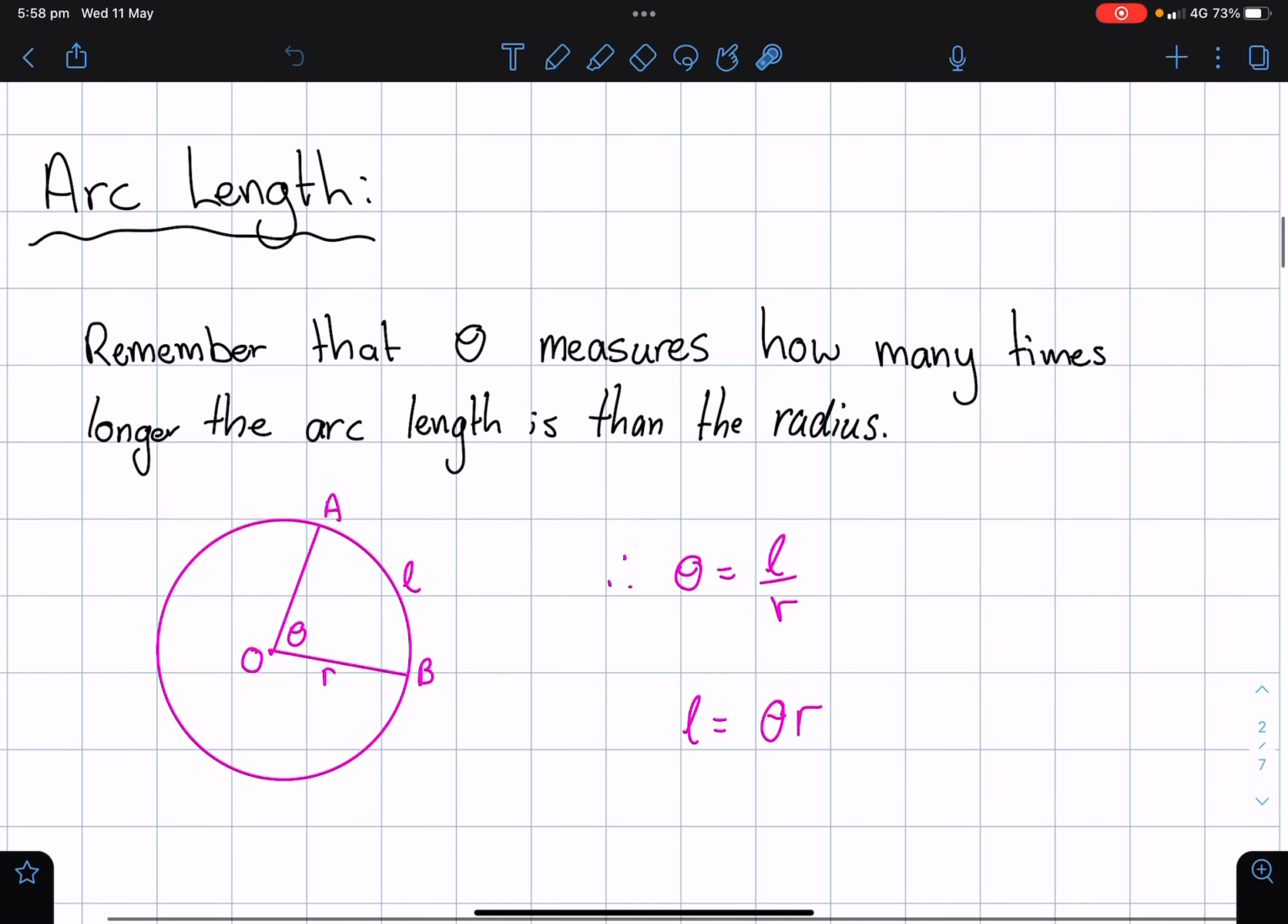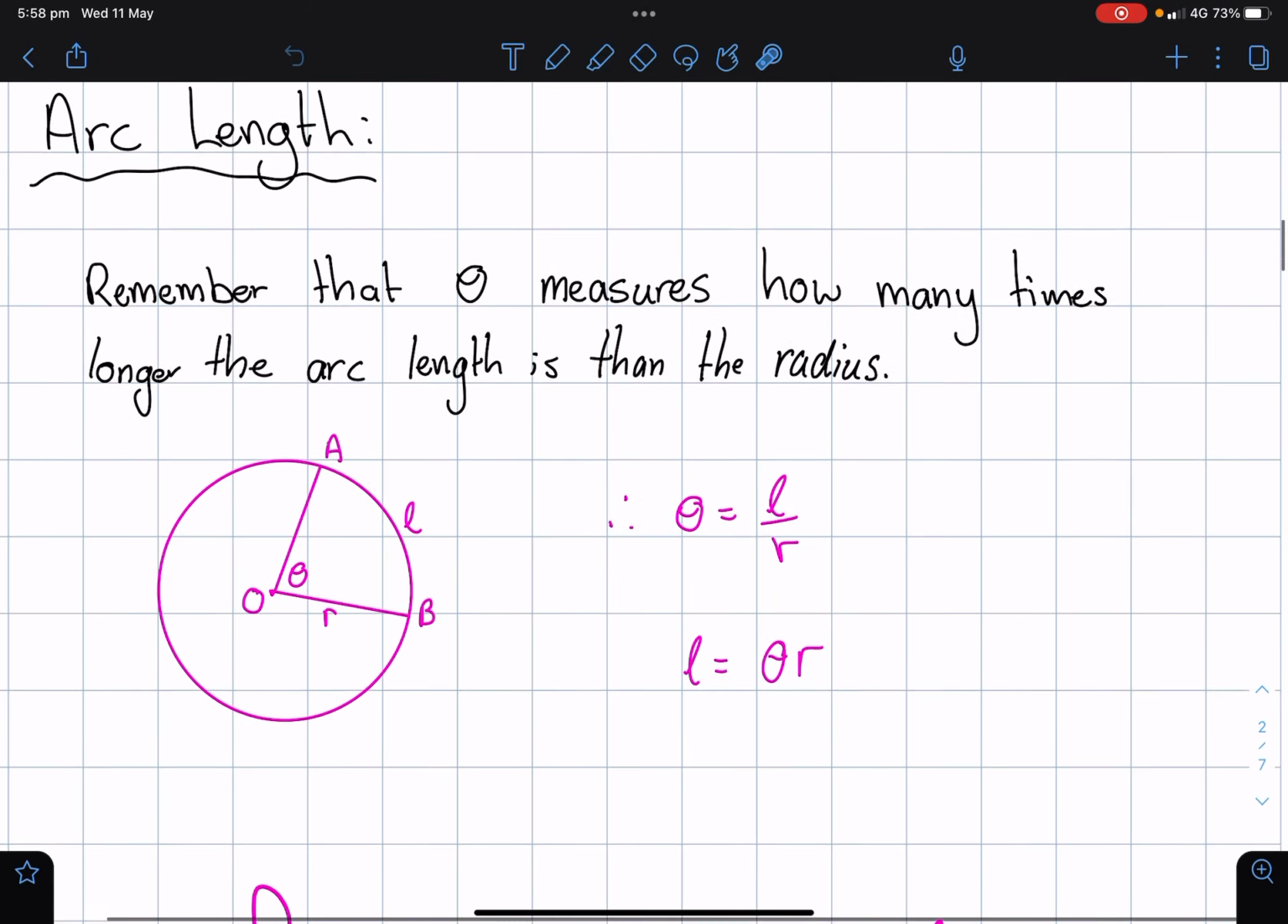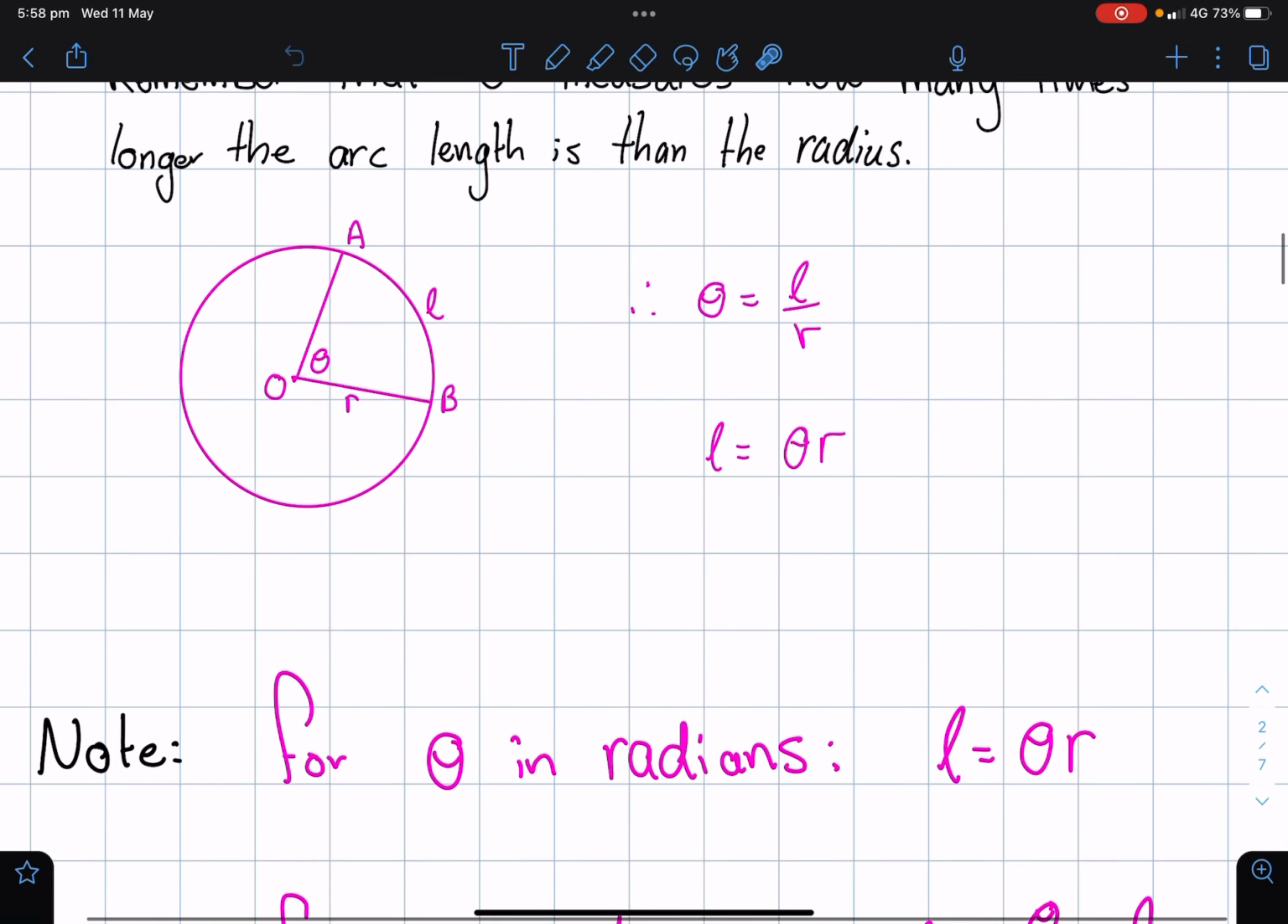So if we want to calculate the arc length, we're going to multiply this equation on both sides by r. Okay, and that's going to give us the arc length is equal to theta times r. And that is the formula that we're going to use. So for theta in radians, our arc length is theta r.